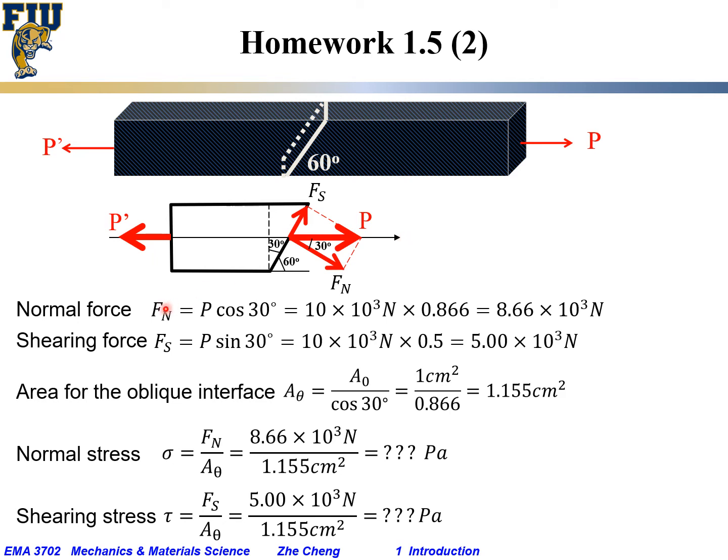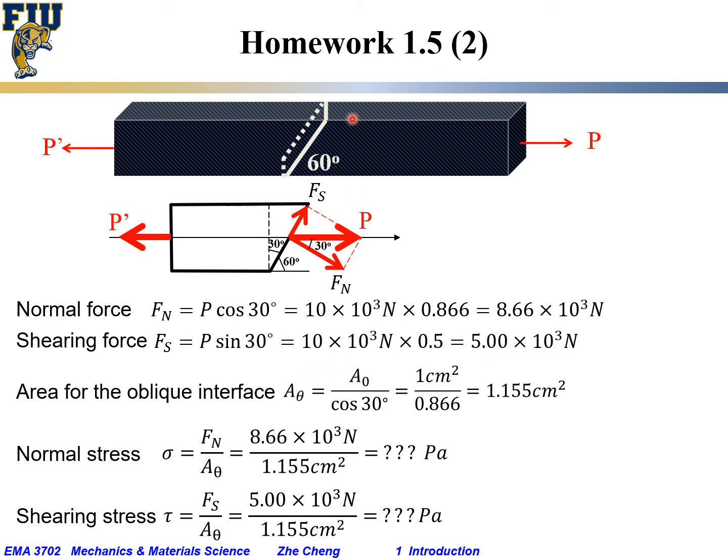So the normal force Fn, F for force, N for normal, would be P times cosine 30 degree. And if you plug in the numbers, you would get 8.66 times 10 to the power of 3 Newton. And the shearing force, Fs, as you see, would be P times sine 30 degree, and it would be 5,000 Newton.